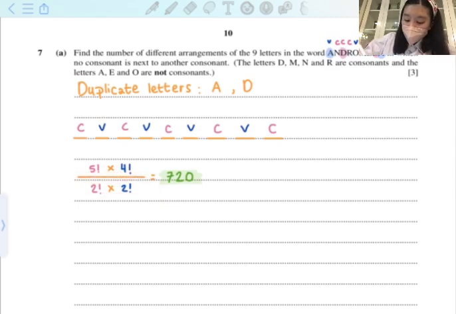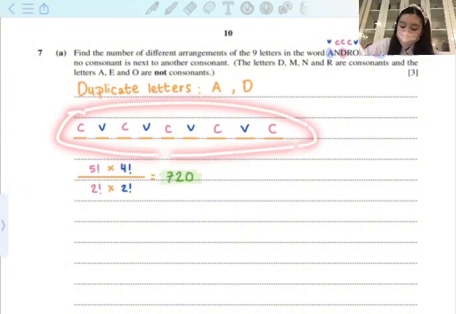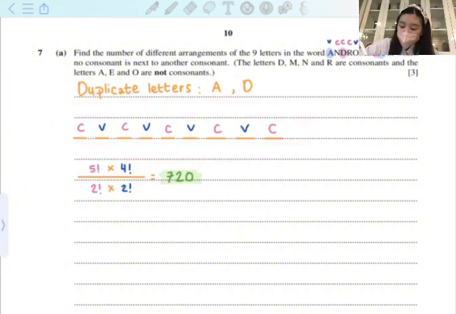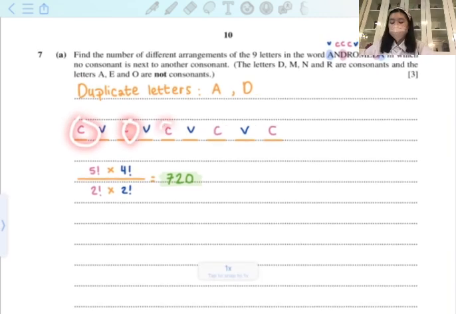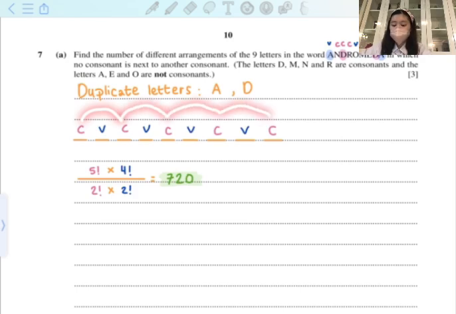You may be wondering where I got the 5 factorial and the 4 factorial. Well, it's because, refer back to this dashed line over here. Because you see here, there's 5 consonants in total. 1, 2, 3, 4, 5. 5 consonants. And then you can swap them freely in goodness knows how many arrangements.